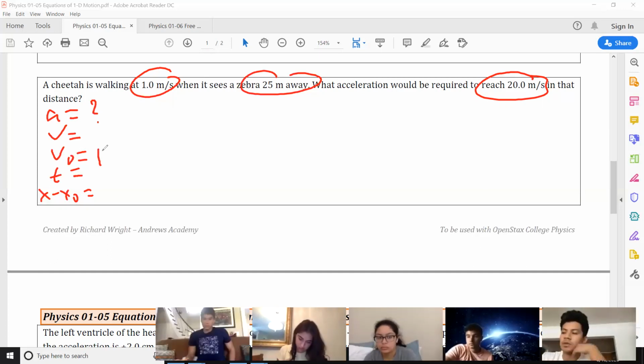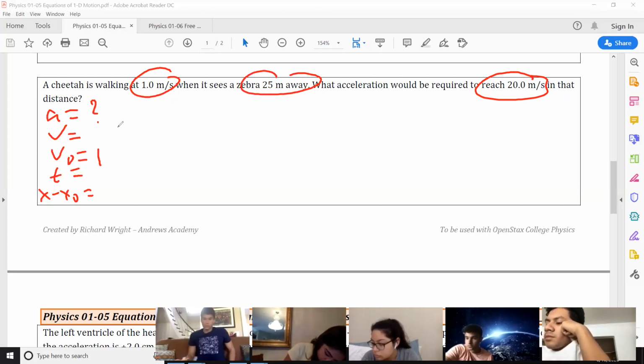But now it's hungry, it wants to eat. So how fast does it get up to? It gets up to 1 meter per second. No, it starts at 1 meter per second, but it wants to reach. Oh, reaches 20 meters per second. Right, reaches 20, good. And then are we given time here?